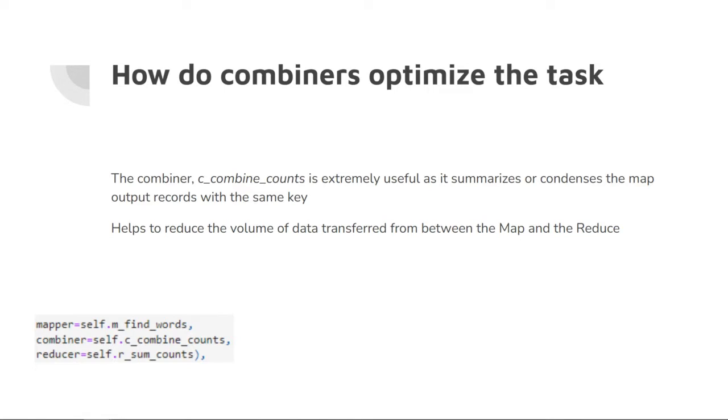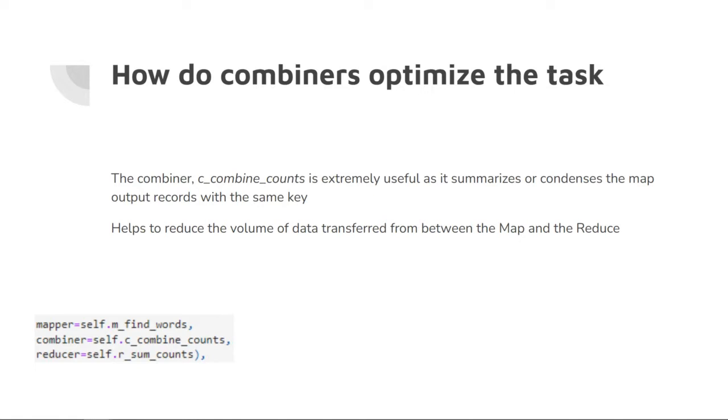Yeah, so basically, the combiner c_combine_counts is extremely useful, and it helps to summarize or condense the map output records with the same key. The combiner is basically the step that goes between, it's intermediary between the map step and the reducer step. And basically, it helps to reduce the volume of data transferred between the map and reduce functions. And this is very useful, especially because we have to consider that the output of the map stage is usually large in volume.